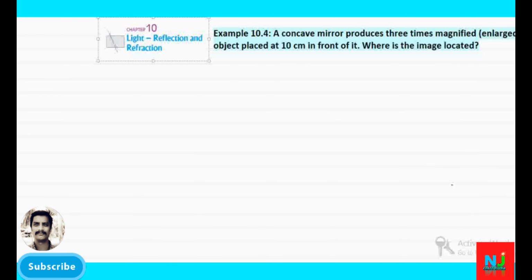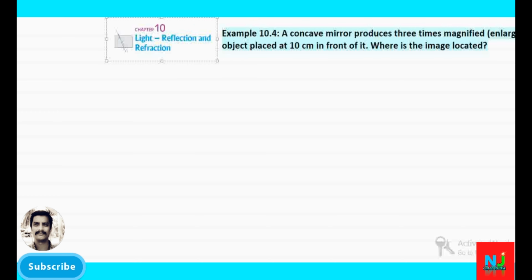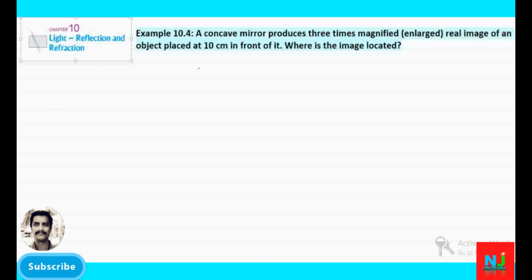Next we go for example 4, a very simple problem. What is the given problem? The problem is very clear. A concave mirror produces a 3 times magnified image. So remember what type of mirror we have considered in problem 4? A concave mirror. You should know that first. 3 times magnified, M is equal to magnification. Given it is 3 times magnified, that is, the height of the image is equal to 3 times the height of the object. So a real image of an object placed at 10 centimeter.